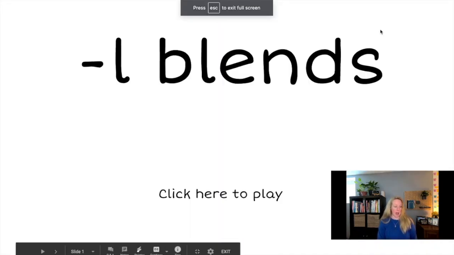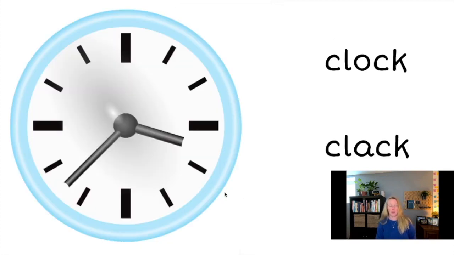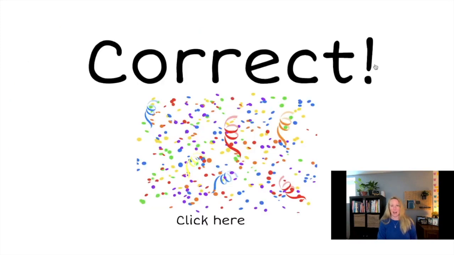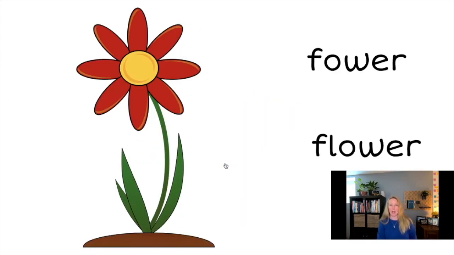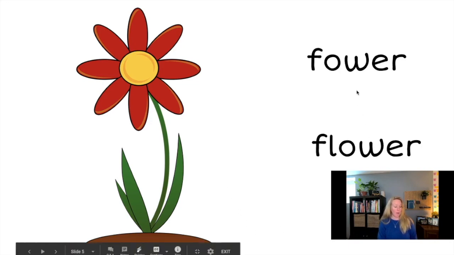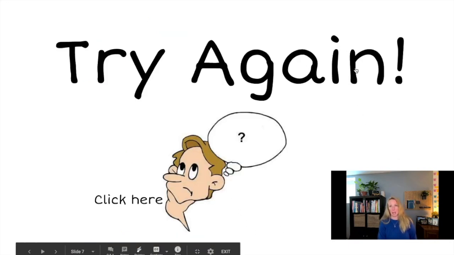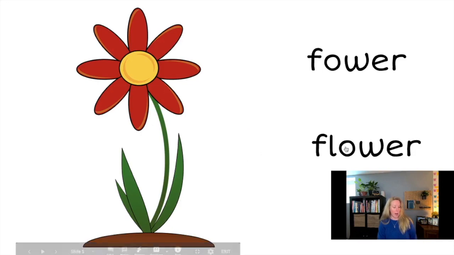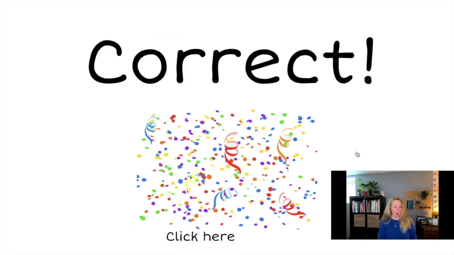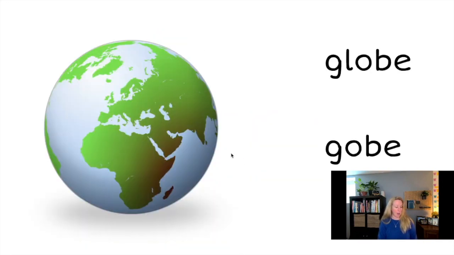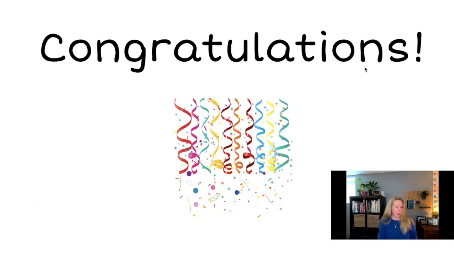So you'll have your L blends. Click here to play, and I'm going to click, and now I went to my first slide. Oh, let's see which way to spell clock. I got it correct. I'm going to click here, and now I'm on my next one. Now let's get one wrong. Flower. I'm going to click here. Oh, try again. And now I have the chance to try it again. Flower. Correct? Click here. All right, globe. Let's see. Globe. Congratulations. And then you're at the end.